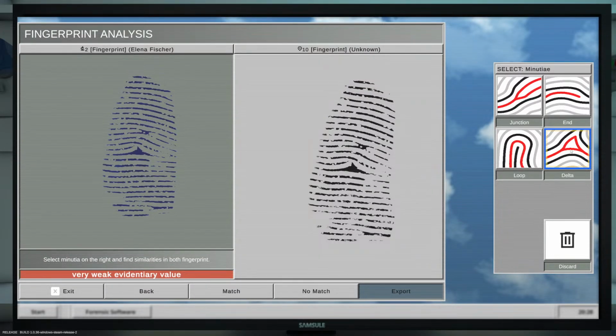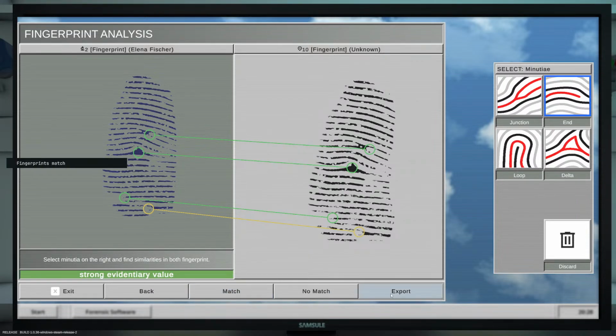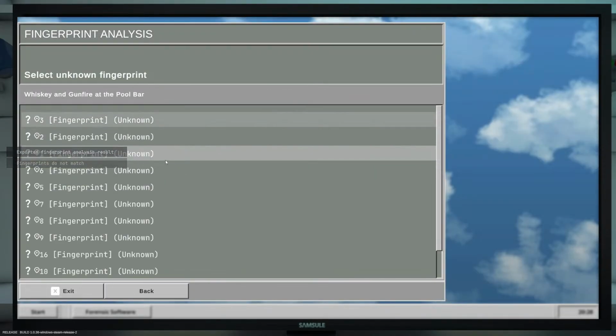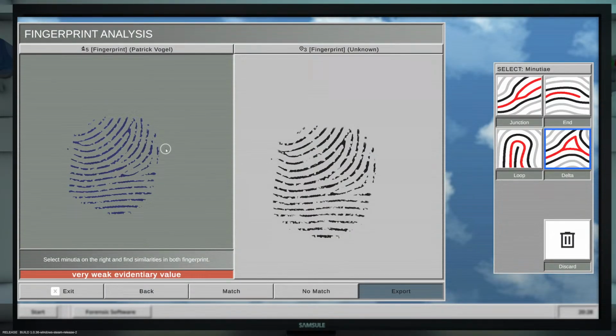Yeah, right here. Pretty sure this is called a delta, right? Yeah, that delta, I spotted that immediately. I mean, it just sticks out so easily. Are these ends? Yeah, strong, so we'll match that. And no match. Now let's go back. We got 2 more to do here.